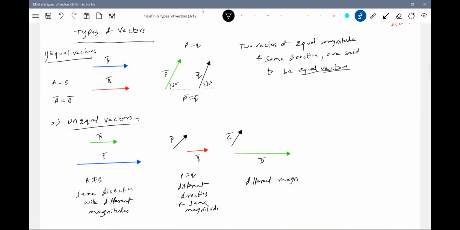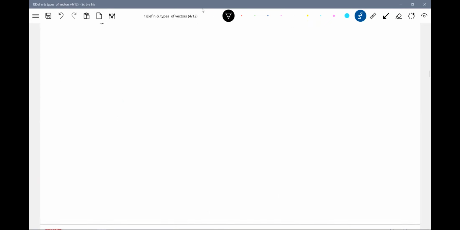Different magnitude and different direction. So if vectors have same magnitude but different directions, or different directions with same magnitude, or different magnitude and different direction, they are said to be unequal vectors. I'm trying to explain mostly through diagrams, rather than blindly reciting the definitions, which will not help much in physics. After this, we'll go for the negative vector.